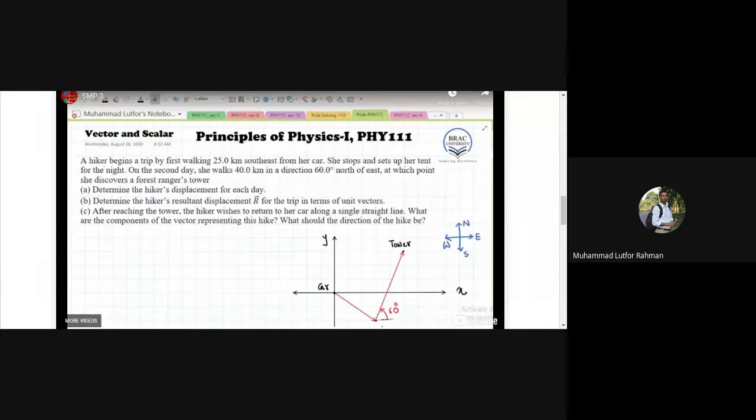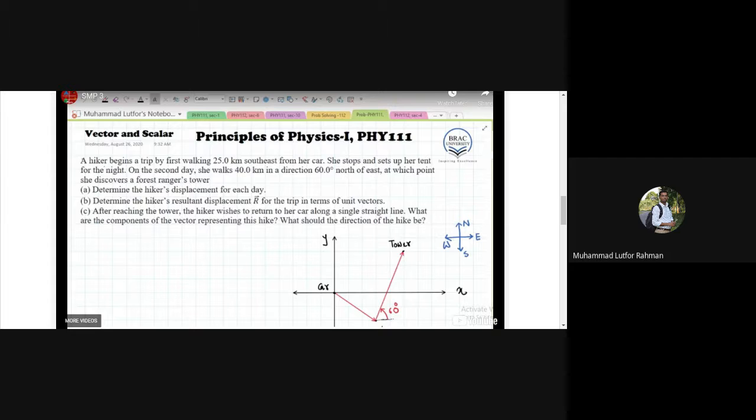Each day means, does the hiker move in one direction every day? The hiker began a trip by walking 25 kilometers southeast from her car. She stopped and set up her tent for the night. On the second day, she was 40. Determine the hiker's displacement for each day.